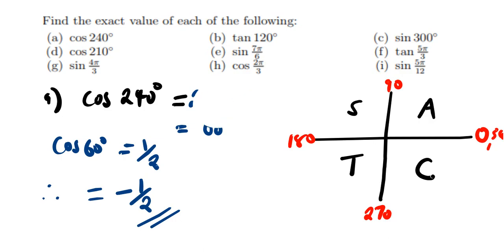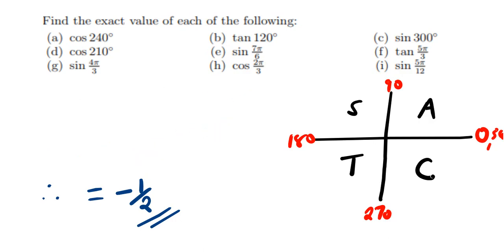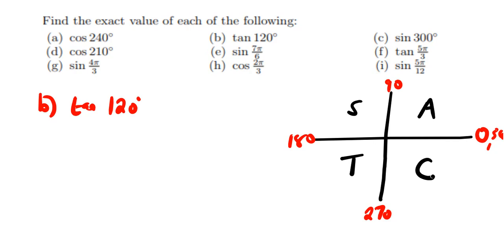Let's solve B. Now B, we're finding tan 120 degrees. So how are we going to solve tan 120 degrees? Okay, it's the same concept. Where is 120 going to fall? 120 is going to be in this region. Okay, so it means this is the angle that we want.